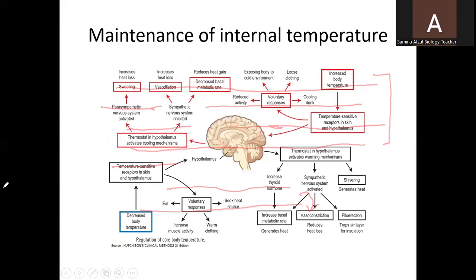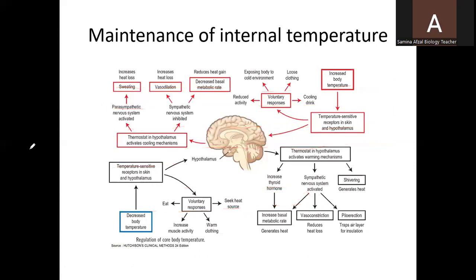So here in this slide, we will discuss the maintenance of internal temperature. Different parts play a role in the maintenance of internal temperature. So when there is an increase in body temperature, that is, it is increased from a normal set temperature, at that time, what can happen? Temperature sensitive receptors in skin and hypothalamus, they are activated.